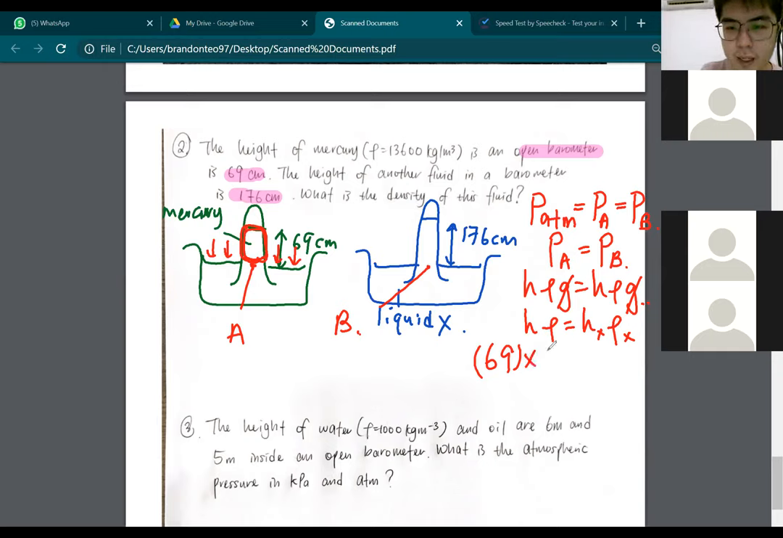Okay, 69 times the density is 13600 equals to 176 is the height of the liquid times the density of liquid X. Okay, so the density of liquid X would be 5332 kilogram per cubic meter. This is the answer.